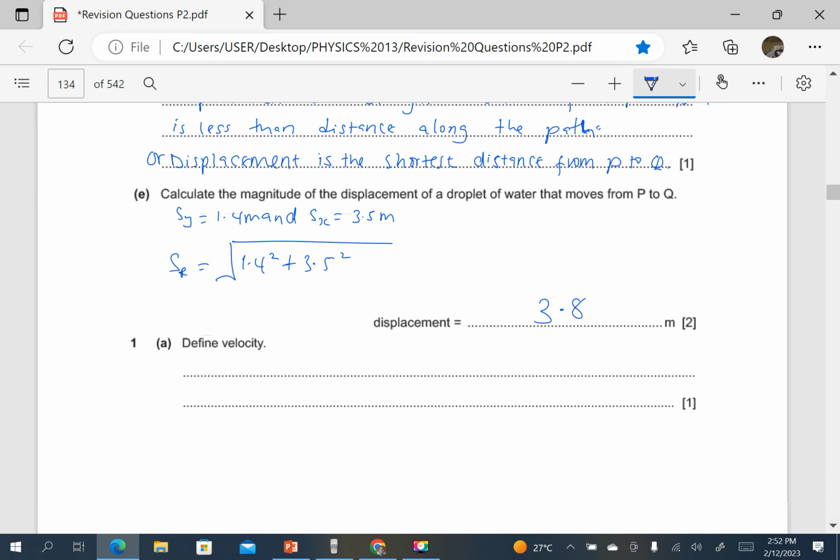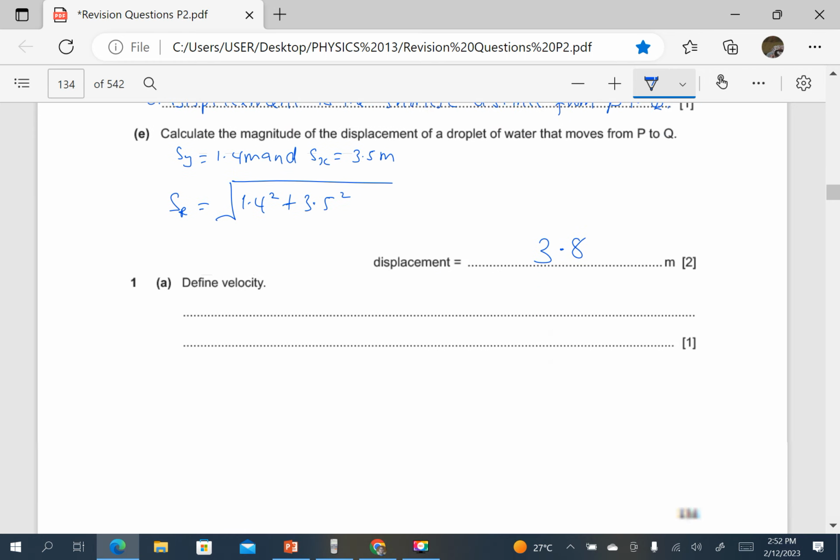Define velocity. Of course, velocity is the rate of change of displacement. Rate of change of displacement, that is the velocity.